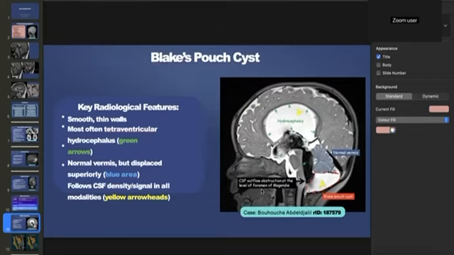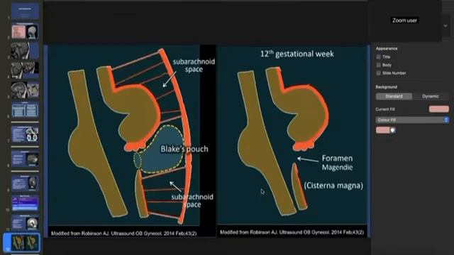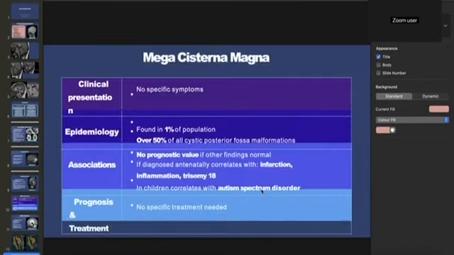Next is the Blake's pouch image. The Blake's pouch image showing smooth, thin walls, most often intraventricular hydrocephalus, tetraventricular hydrocephalus, seen in green arrows. Normal vermis is seen in blue arrows. CSF density is seen as in yellow arrow. This is a pictorial description of Blake's pouch in the subarachnoid space.